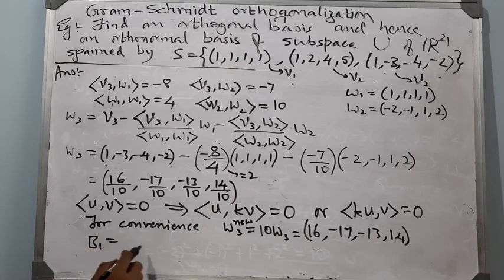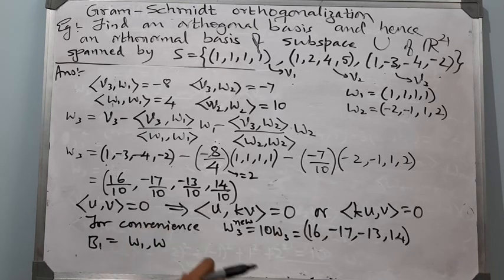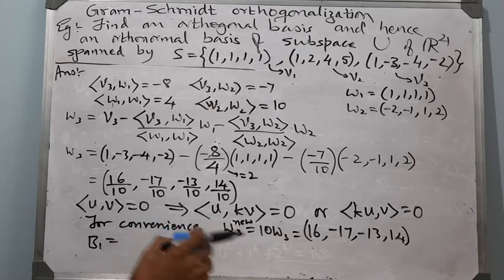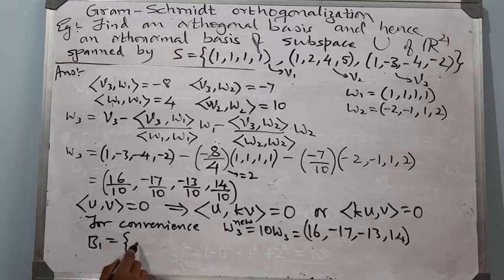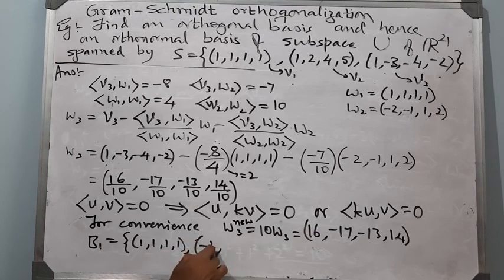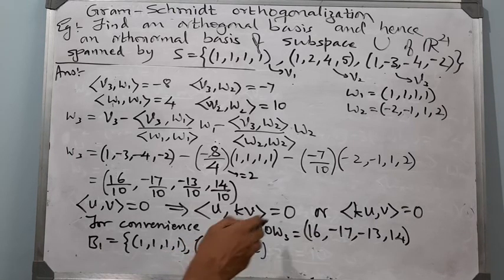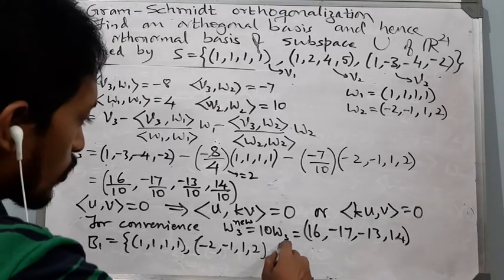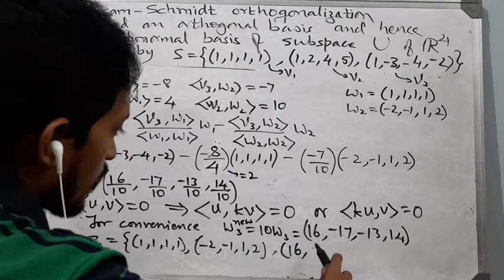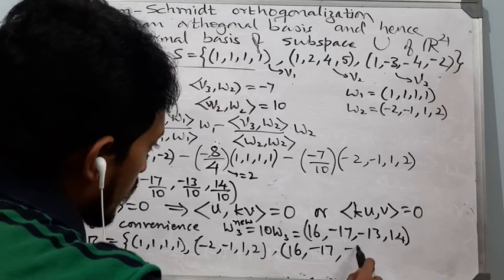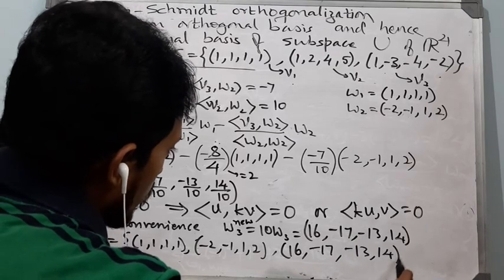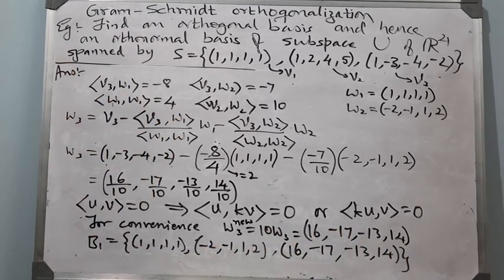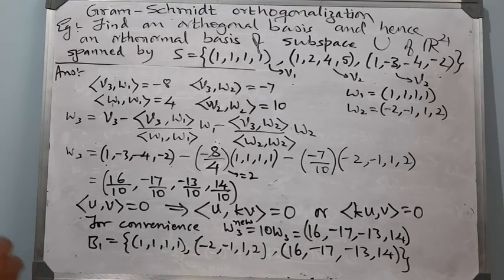So B1 equals W1, we can write those vectors here. W1, which is (1, 1, 1, 1). W2, which is (-2, -1, 1, 2). And the new W3, that is (16, -17, -13, 14). These three vectors will be an orthogonal basis of the subspace spanned by S.